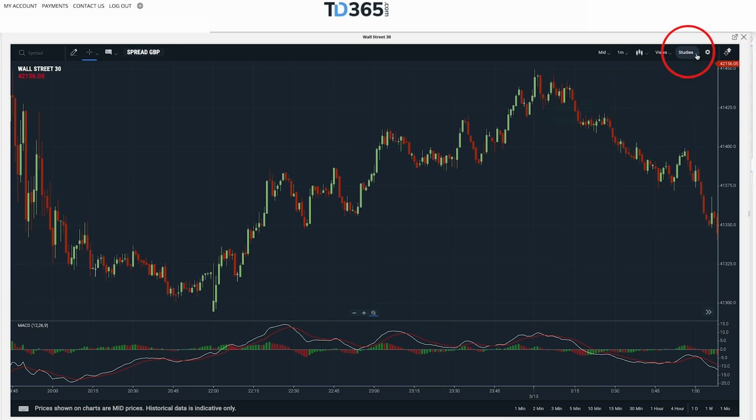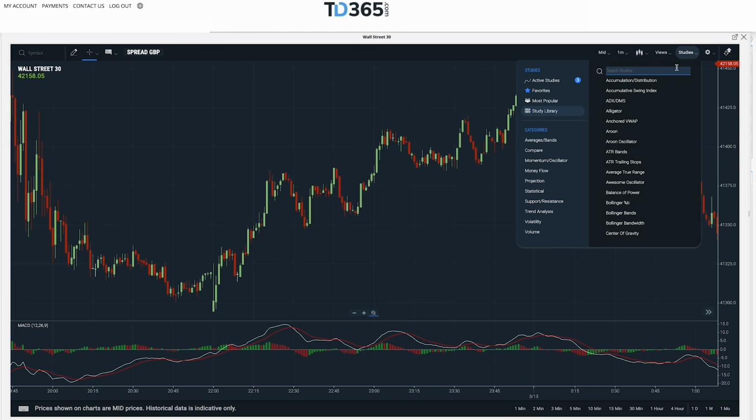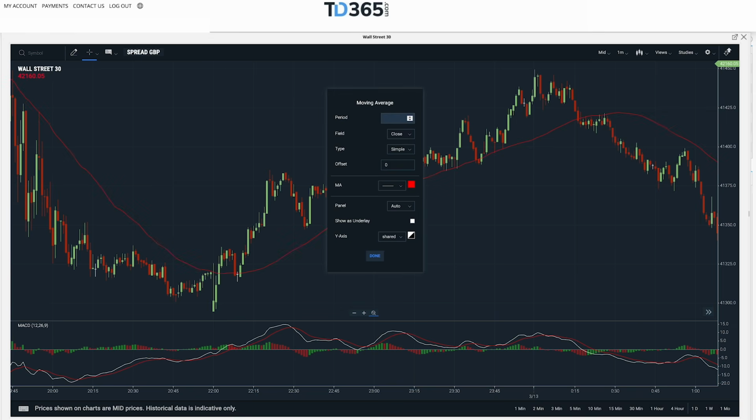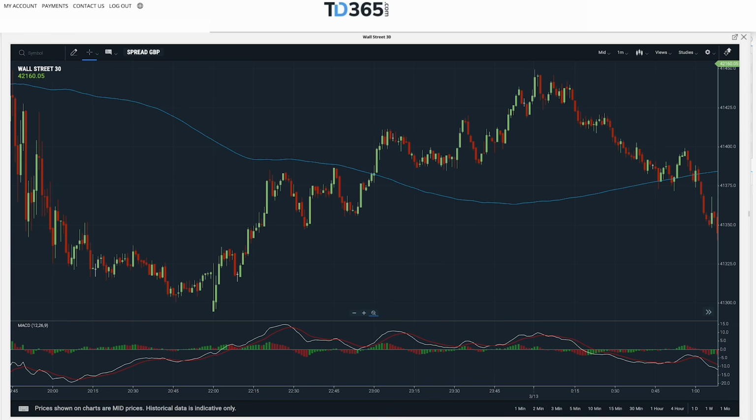But to help us out a bit with these false signals, we can add a 200-day EMA to the chart. To do this in TD365, click on Studies, type in moving average, select that, change the period to 200, and to avoid confusion, I'm going to change the color to blue and click done. This will plot a 200-day moving average on the chart and will confirm to us that the market is in an uptrend if the price is above it, or in a downtrend if the price is below it.